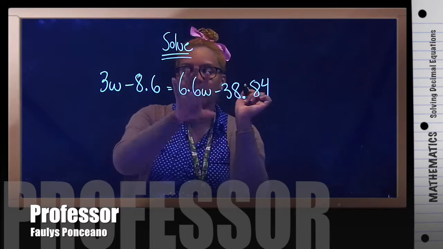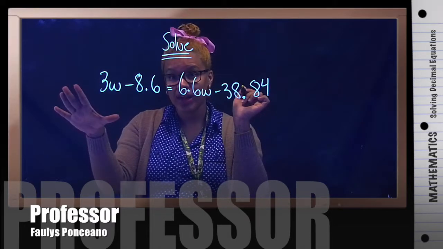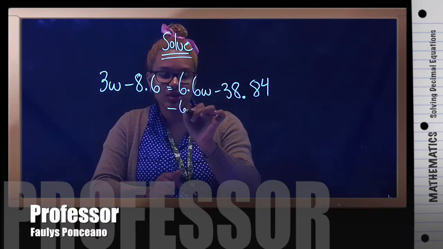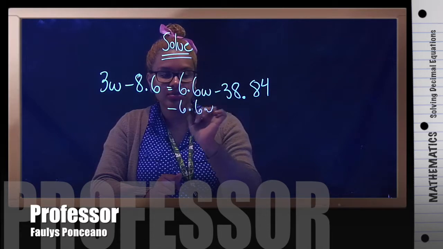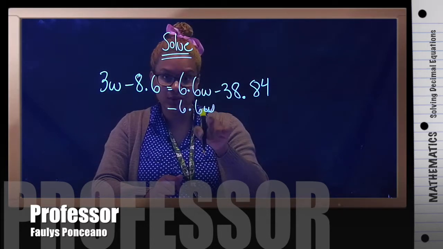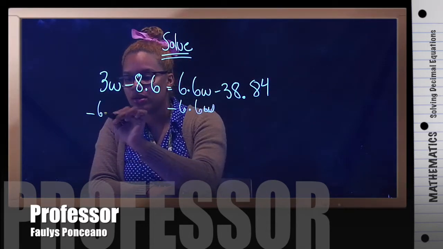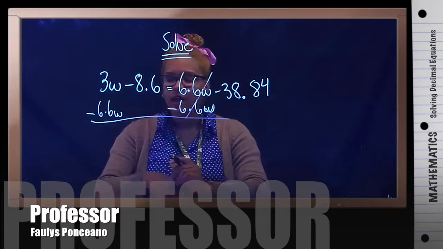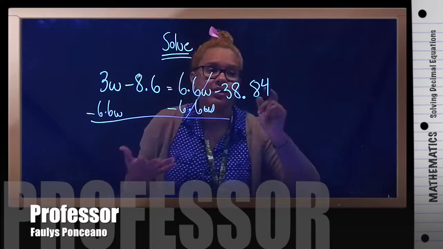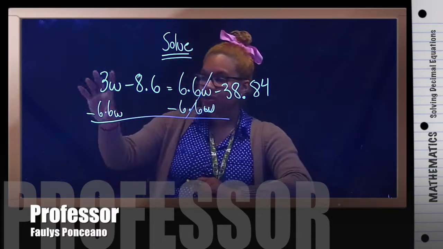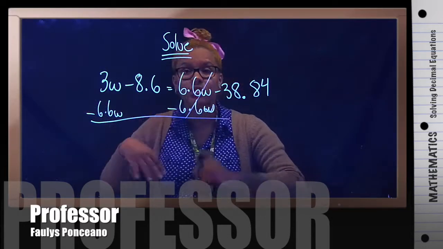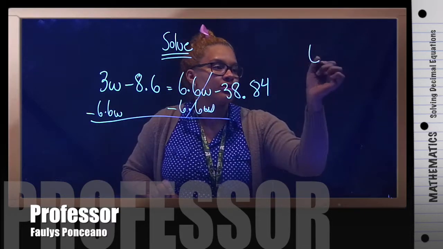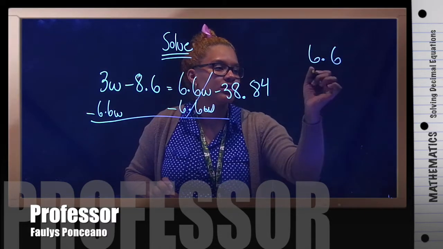So I'm going to start by moving all my w's to this side. Minus 6.6 w. W minus 6.6 w. It's canceled. And I'm going to put it on the side because I'm dealing with decimals, okay? Now you're subtracting, and remember, you want to put the largest number on the top. So 6.6.